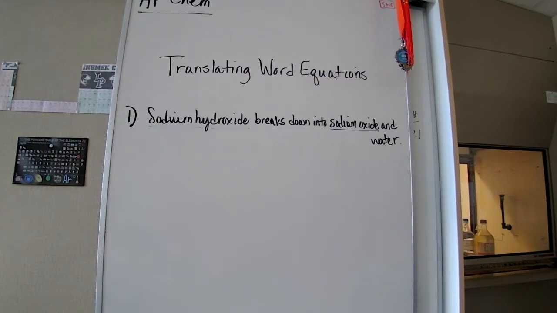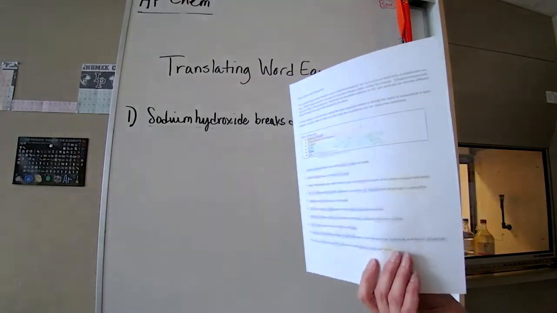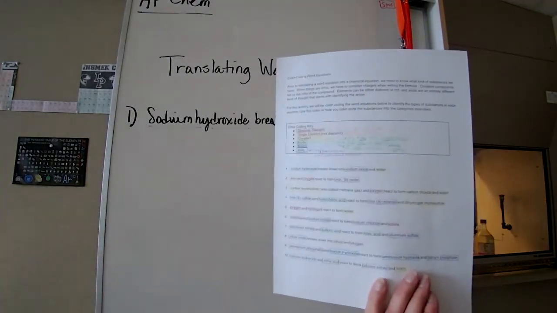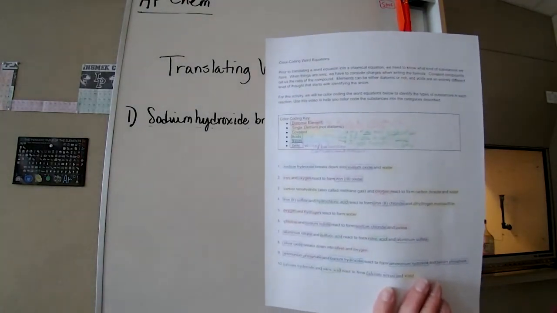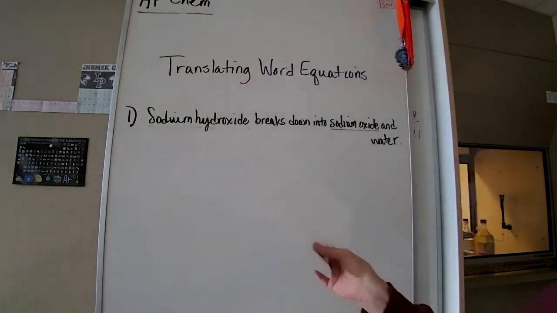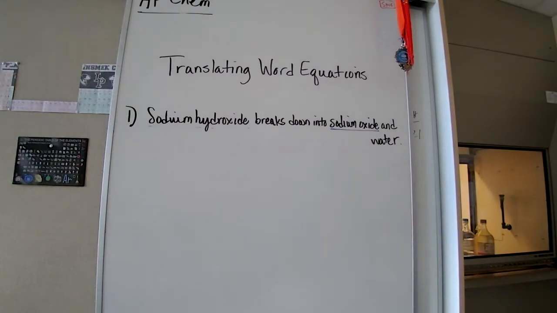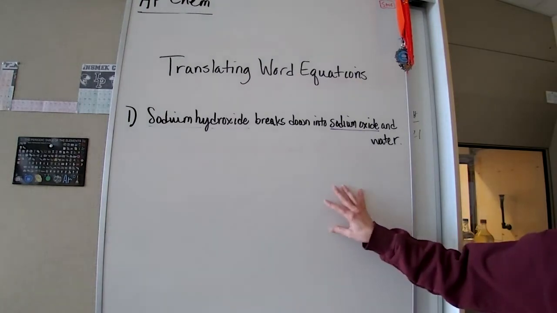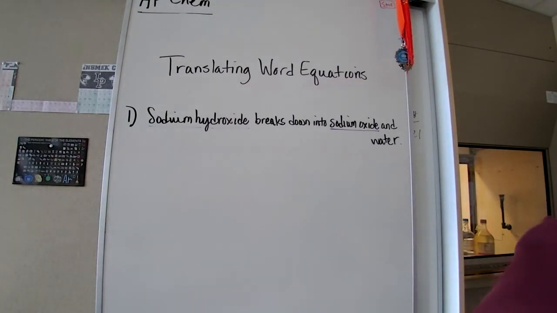This is a quick video to explain what you need to do for translating word equations, which is essentially working with the color-coded equations that you worked on for the last assignment, and using that information in order to take a word equation into a chemical equation. So what I've done is written the first equation on the board here, and we're going to translate this.